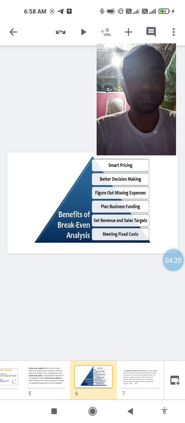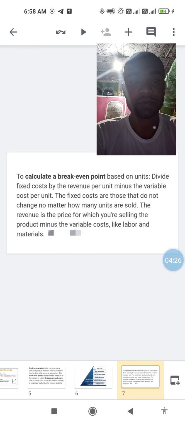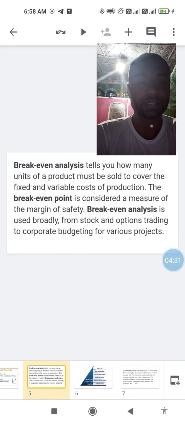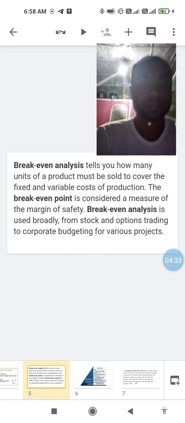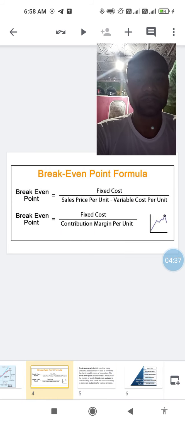Now, as I said, there's nothing much to discuss here. You need to remember the break-even calculation. I'll give you the steps in the notes. Then you need to know what break-even analysis is, and you also need to know the formula, which is very important. This also will be given to you.